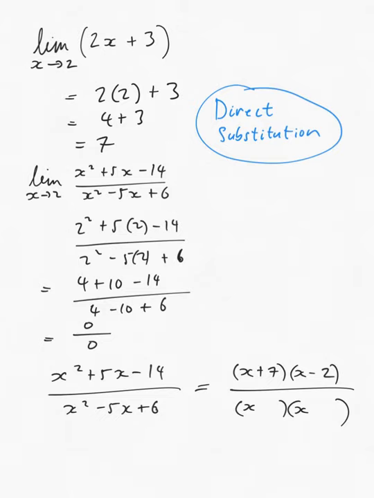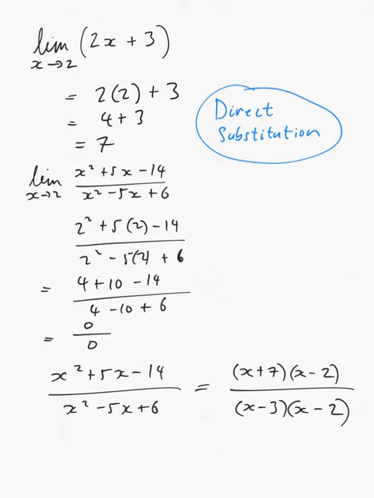I need two numbers that multiply together to make plus 6 and add together to make minus 5. And those two numbers are minus 3 and minus 2. So if I multiply that out, I'll get back my x squared minus 5x plus 6. And in fact, I would have expected that x minus 2 would be a factor in both of these things, since I already know that they both go to 0 when x is equal to 2, because I already worked that out.